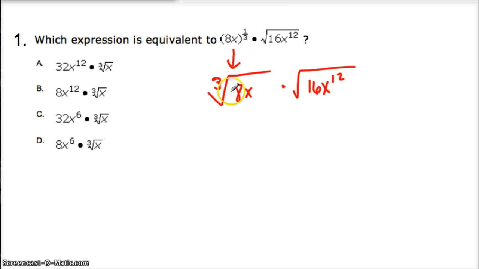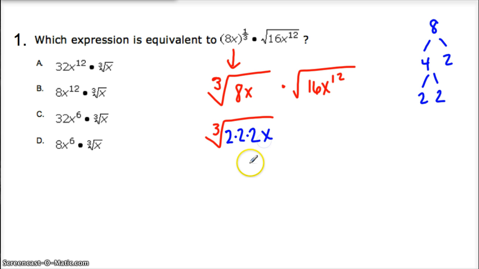So if I have the cubed root of 8x, I'm going to break 8 down to 4 and 2. I'm going to go over here and do that now. So 8 breaks down to 4 and 2, and then 4 breaks down to 2 and 2. So you have 2 times 2 times 2 and then an x. And since I'm pulling out groups of 3, here's a group of 3 twos. So I circle those, and those come outside the radical sign and become a 2 with the cubed root of, and since there's not a group of 3 x's, the x is just going to stay inside there.